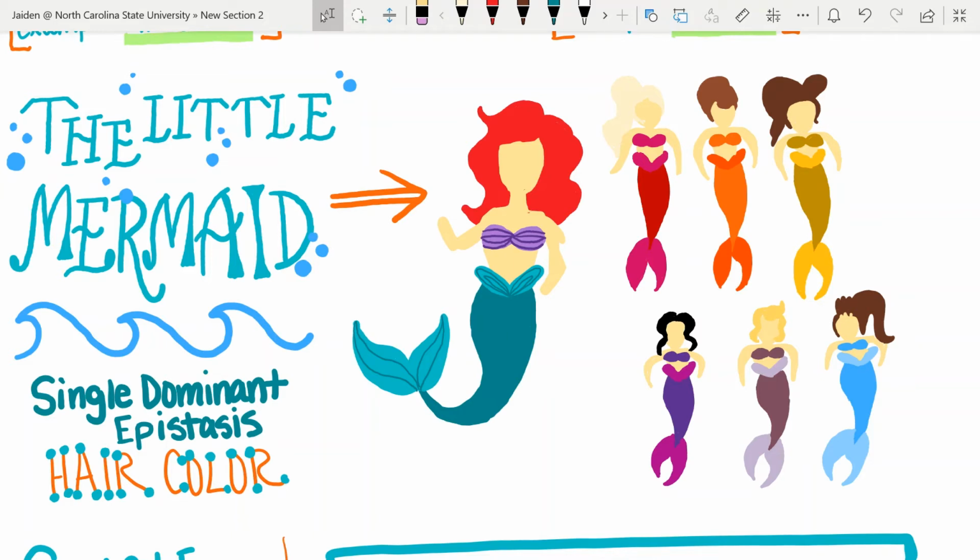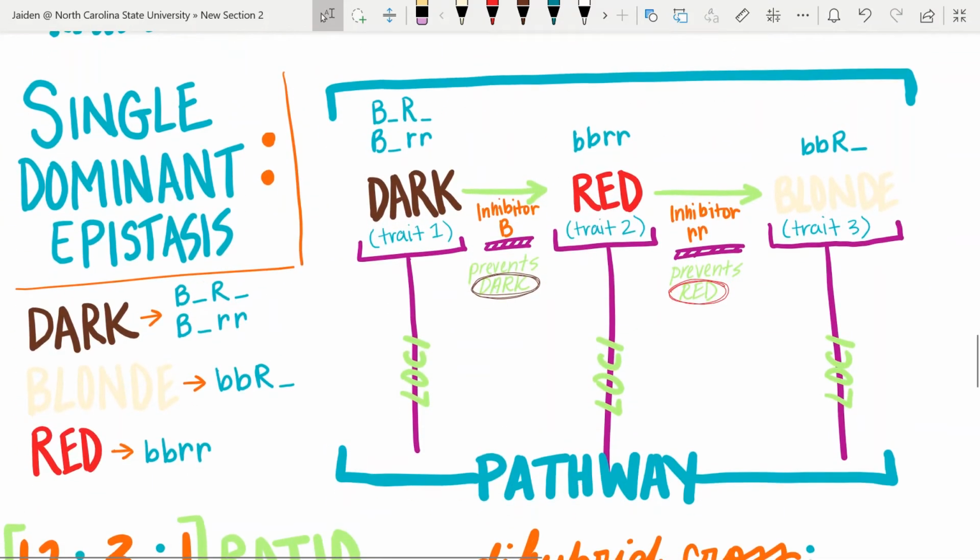This is all because of epistasis, and specifically single dominant epistasis. That is the mode that we'll be focusing on today. So the single dominant pathway looks like this.